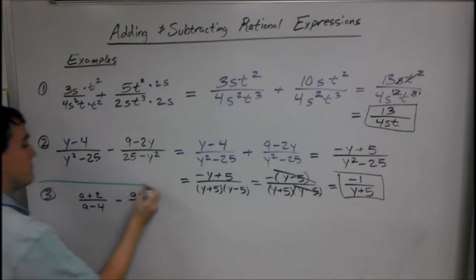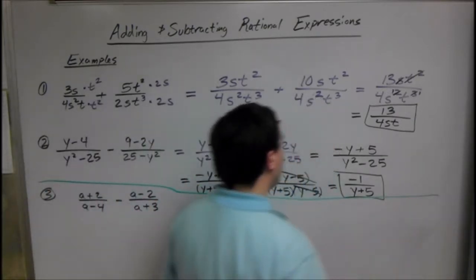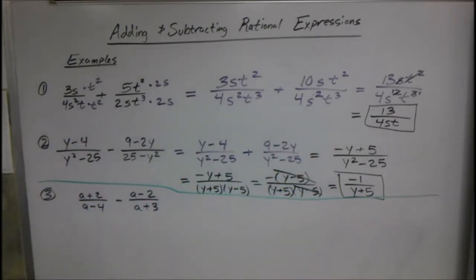Another one. First thing, we need a common denominator. Now, since we don't know what a is, this is going to be kind of hard. Say a was 0. We'd have negative 4 and 3. Two completely different numbers. So the best thing to do, whenever you're trying to find a common denominator for something like this, is to just multiply each one with the other.